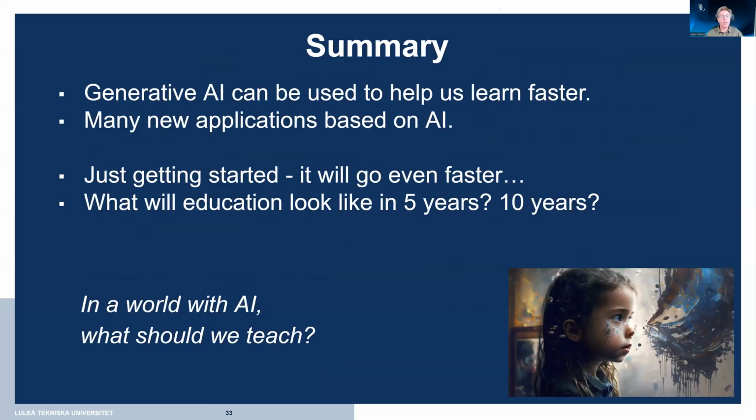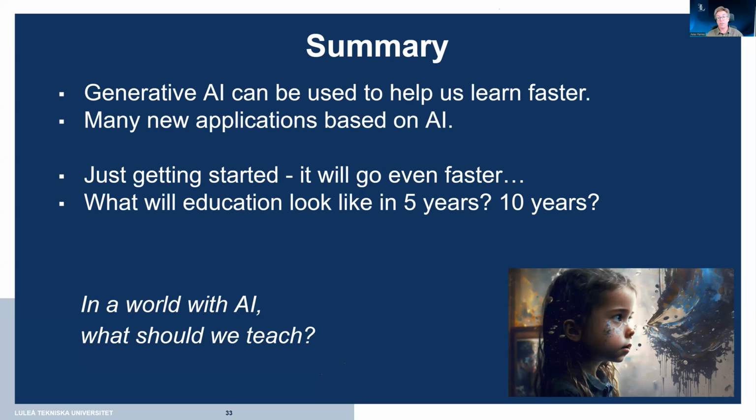So to summarize and shortly open up for some questions here, generative AI can be used to help us learn faster. I strongly believe that it will do that in the future. We'll see many new applications based on AI. For now, they are typically separate AI tools, but they will be integrated in the typical learning tools that we use in the learning management systems, document writing tools, etc. We're just getting started. This will go even faster in the future.